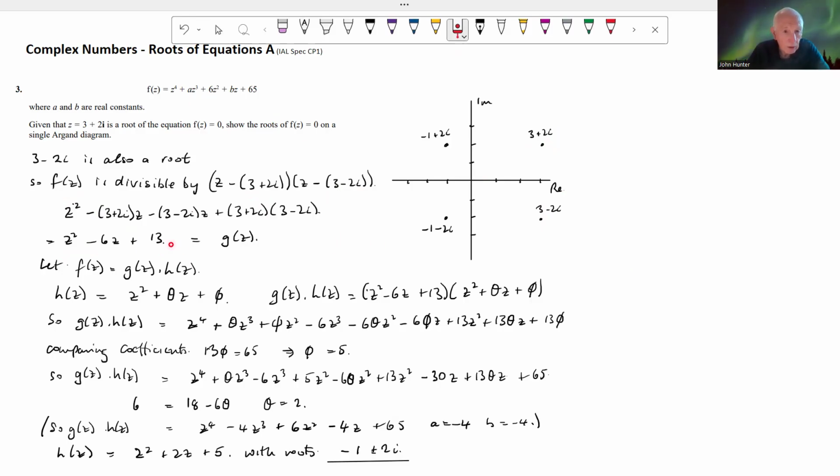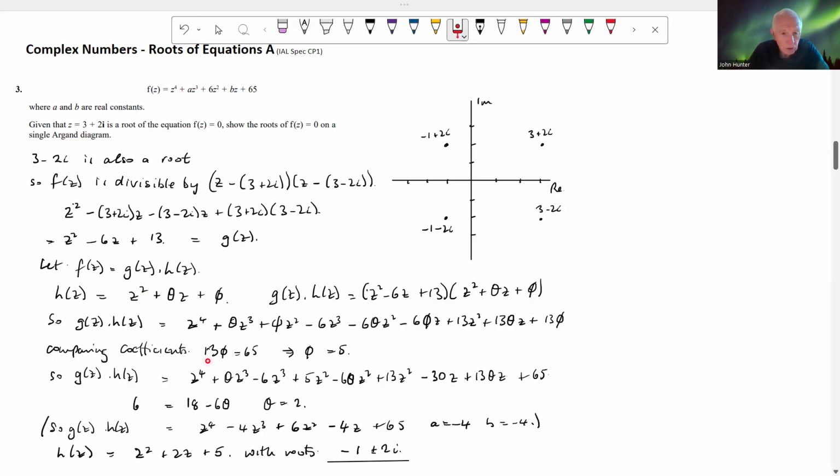So what do we need to do now in order to find this? The most straightforward way is to say we know h(z) is going to look something like this, where theta and phi are real numbers. When we multiply these two together, we get this horrible expression. It's a bit messy, isn't it? We've got this great long thing here. But once we've done that, we can compare coefficients.